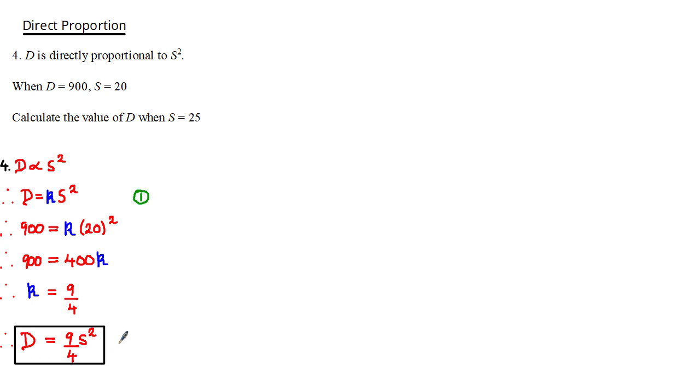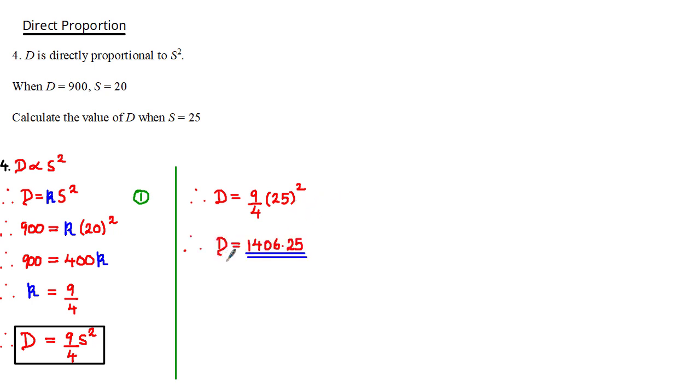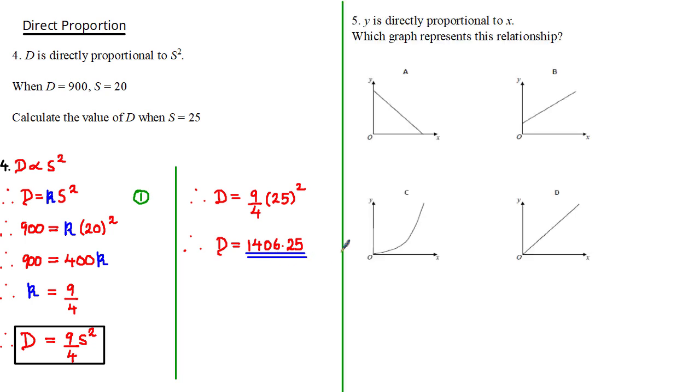We need to use this formula to calculate the value of d when s is equal to 25. And we can do this by simply subbing s is equal to 25 into this general formula, giving us that d is equal to 9/4 times 25 squared. And if you work this out in your calculator, you would get that d is equal to 1406.25. Let's have a look at the next example.